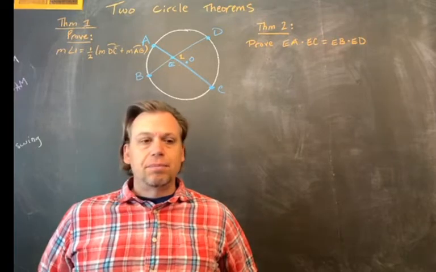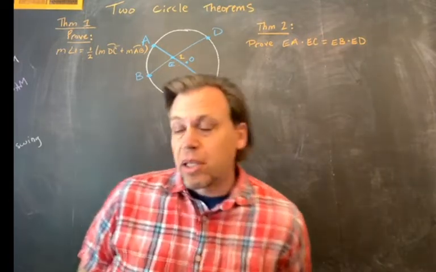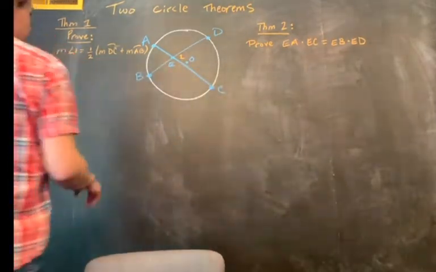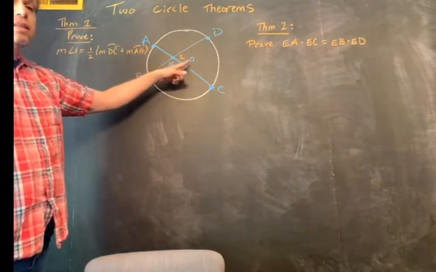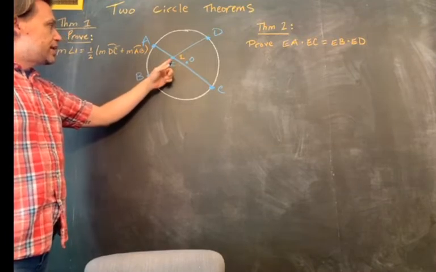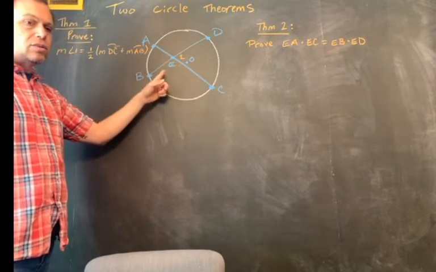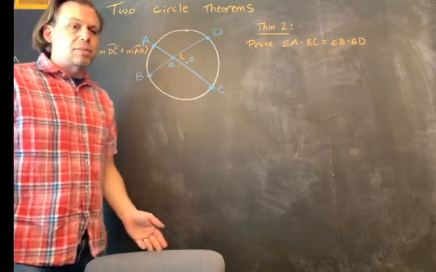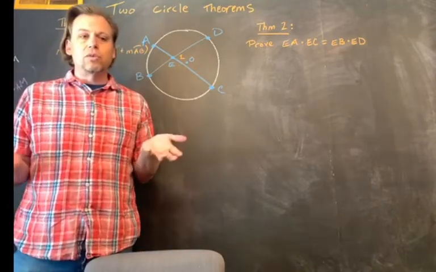But let's do it. So in this picture, I've got circle O. It's defined by the center point. This point E is not the center of the circle. It's just where the two chords cross. So they don't match up. That's important because this could be true for any.